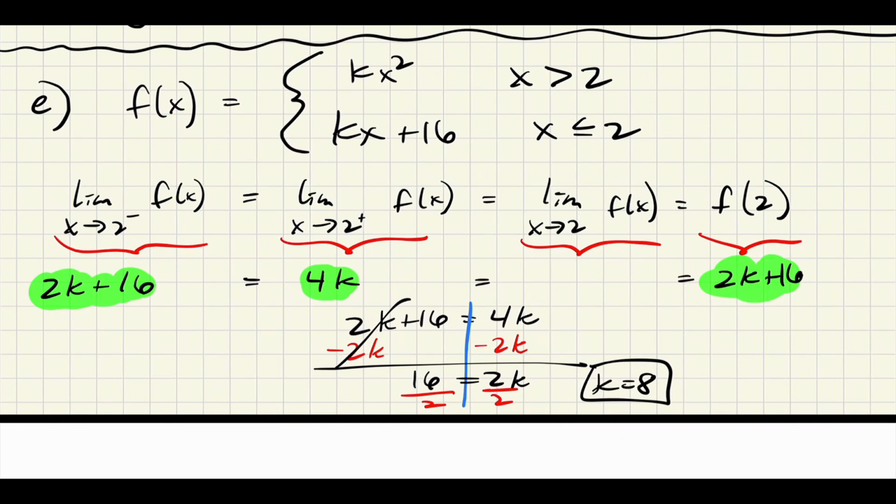So 2 from the left, I plugged into the bottom. So that's 2k plus 16. The limit as x approaches 2 from the right, I plugged into the top. That's 4k because it's 2 squared. The overall limit will be both of those equal to each other. So I get 2k plus 16 equals 4k. Set them equal to each other. Solve for k. Get k's on the same side. So divide by 2, you get 8. K has to be 8 to make it true.